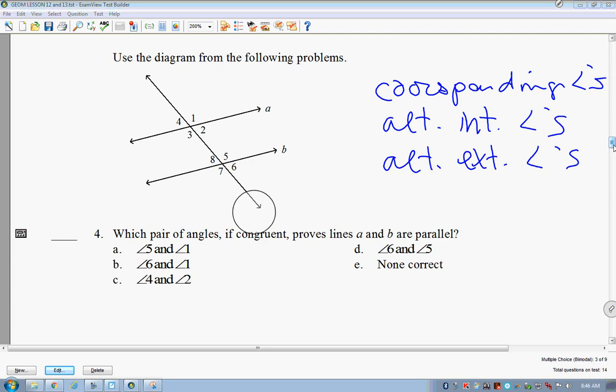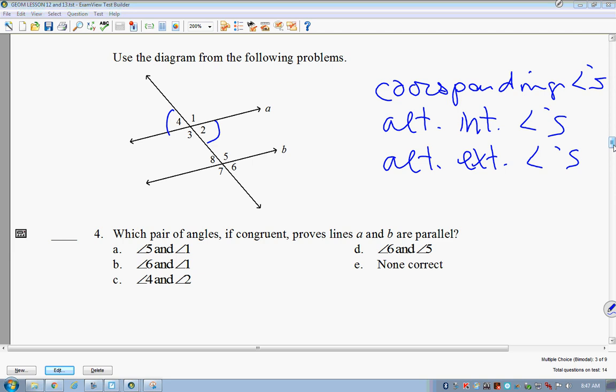Okay? The next one on the list, 4 and 2. Here's 4, here's 2. Are they anything on that list? What are they? No, they're not. Look, is 2 exterior? 2 is not exterior.